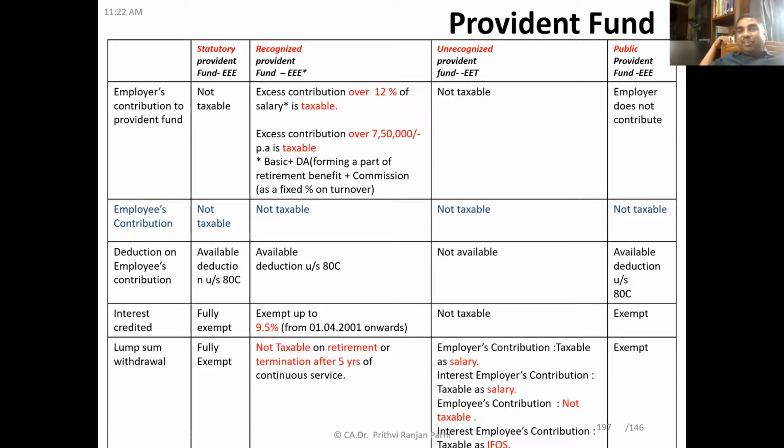Employee's contribution, that means that person's contribution, is not taxable. Deduction under section 80C is allowed. If interest is credited, that is also exempt. Lump sum withdrawals are also exempt. So here also it is exempt. But the only thing is that here the employer doesn't contribute anything.